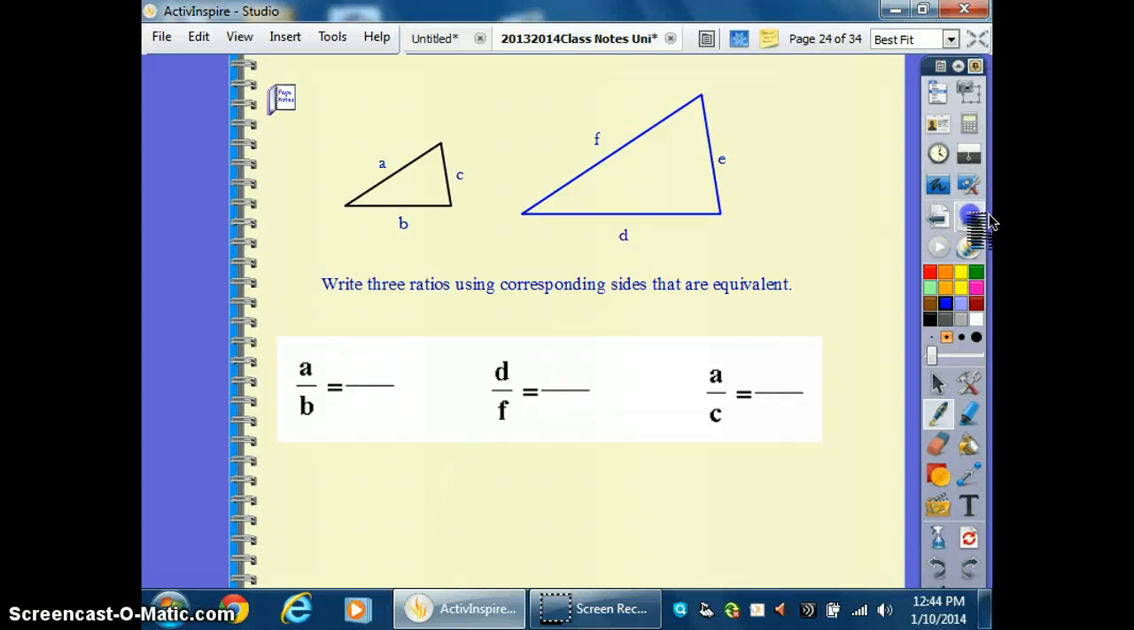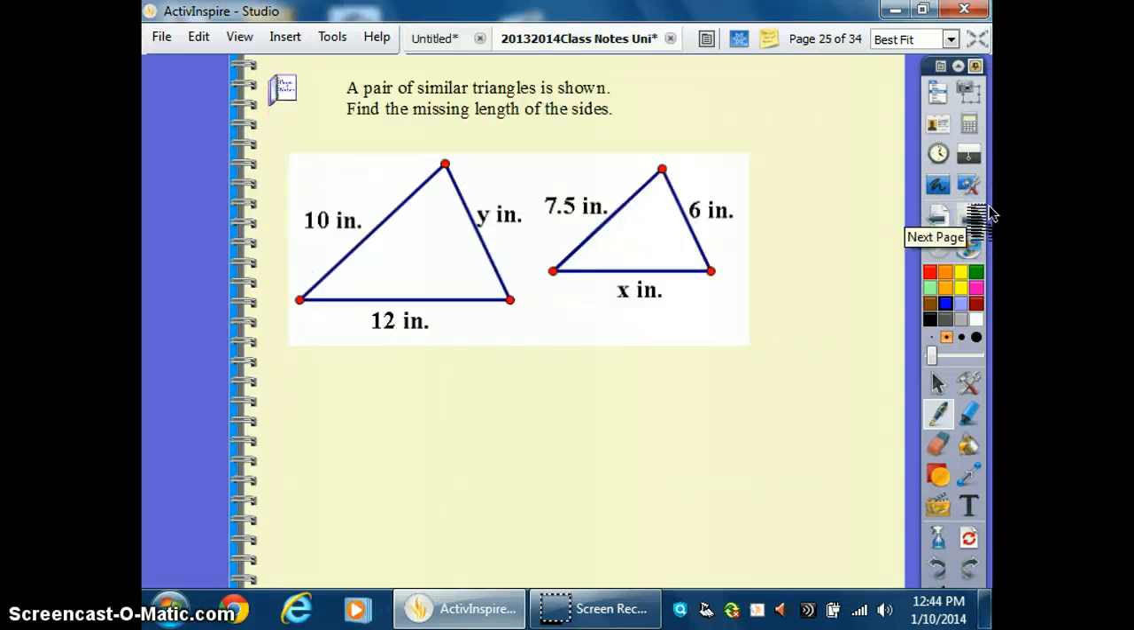Okay, one last problem. Sometimes you're given quite a bit of information and you have to solve for two variables, so let's do one. Well, we can see if we have to solve for x, the side that corresponds to that is 12. And I think we could use this side and this side. We have two givens. We'll put boxes around those, okay? So 10 corresponds to the 7.5 and 12 corresponds to the x.